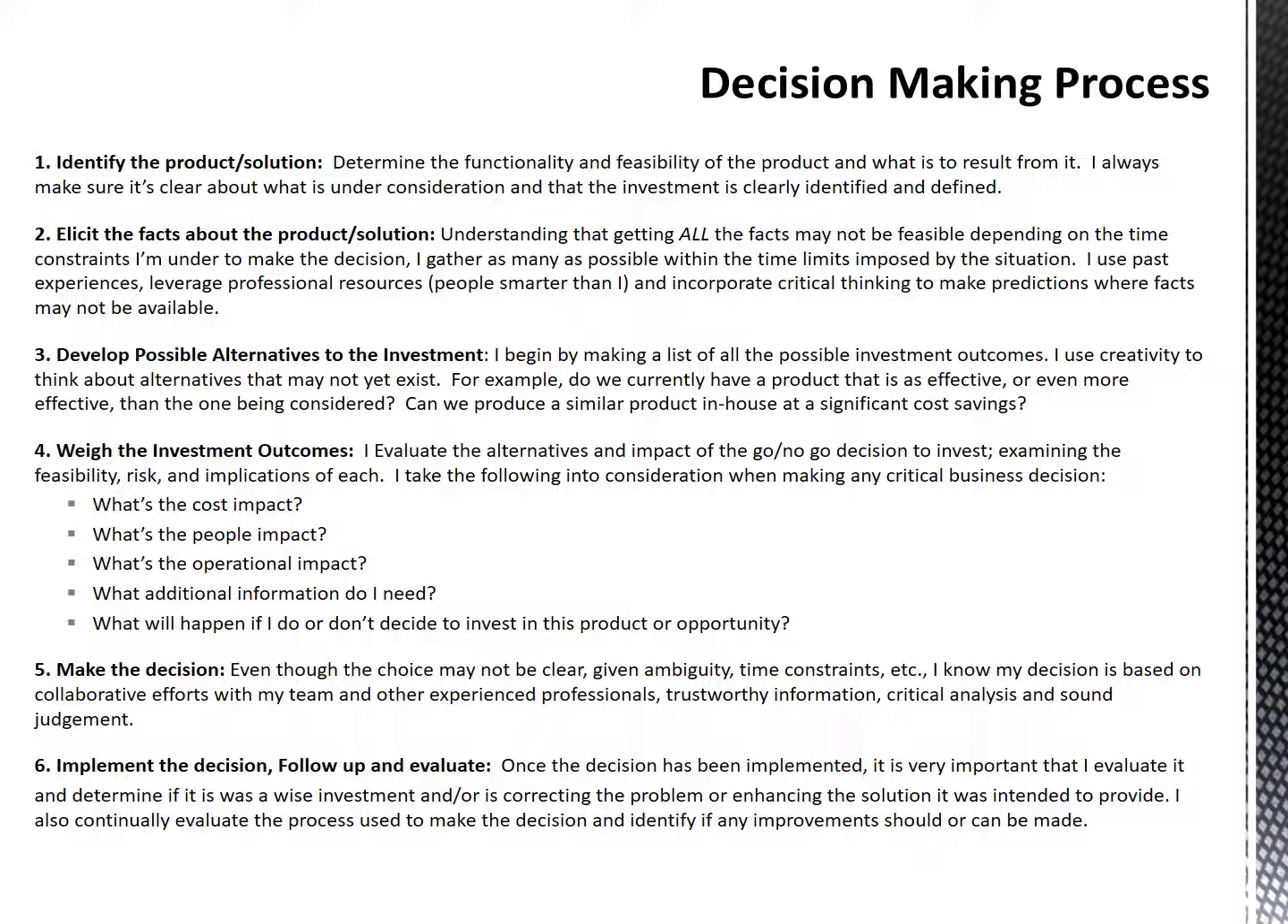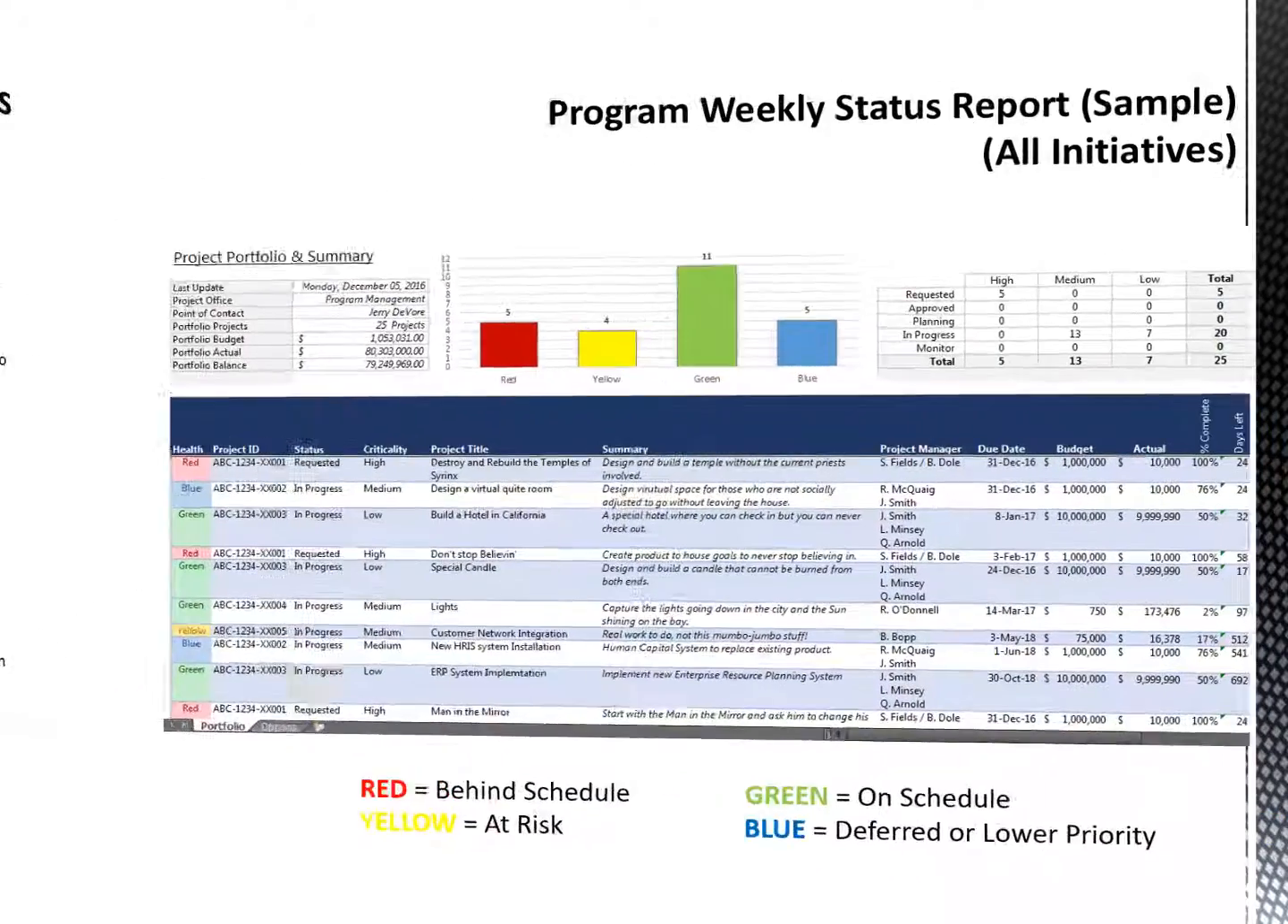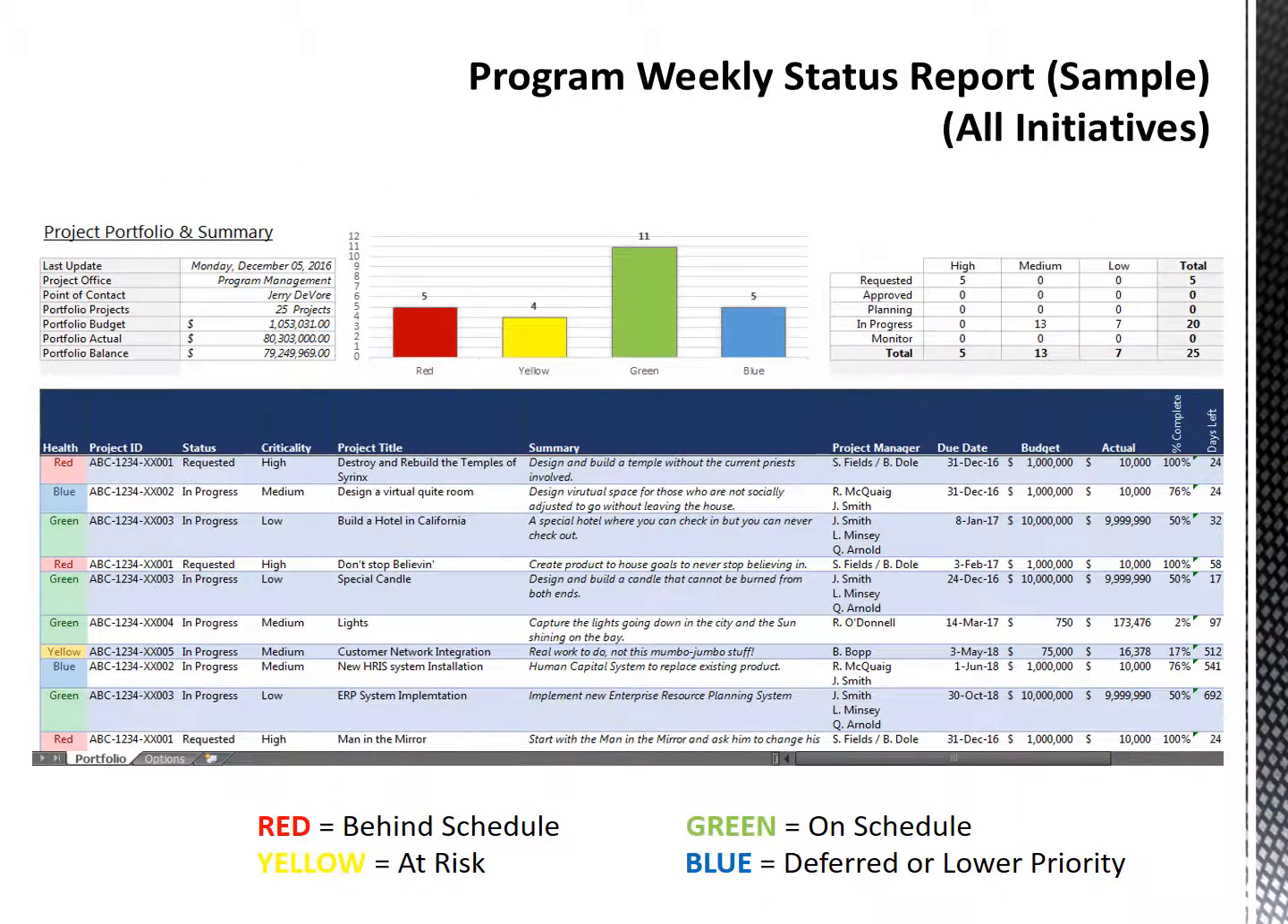And of course, I'm going to continually evaluate the process I used to make the decision. I don't think that we should ever, again, just stay stagnant. We want to see if there's any way we can improve pretty much everything we do, but in this particular case, the process we use to make this decision, and then of course identify any of the improvements that should or can be made.